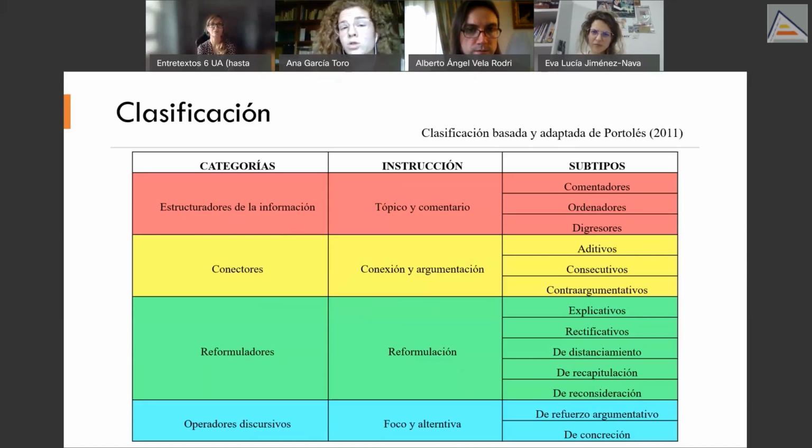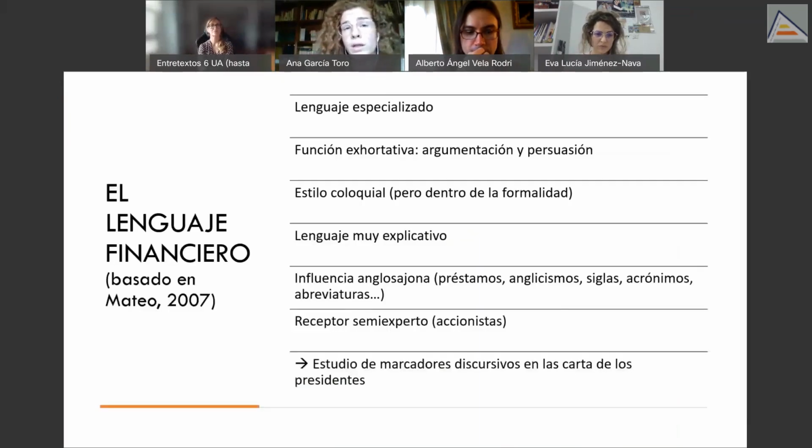También cabe decir que de los marcadores seleccionados para el análisis, que van a ser solo unos pocos, no encontramos, por ejemplo, en los estructuradores ni digresores ni comentadores, o en el caso de los reformuladores solo encontramos uno de reconsideración, porque vamos a tratar marcadores cuya frecuencia normalizada supere el 50 de ocurrencias por millón, como vamos a explicar a continuación.